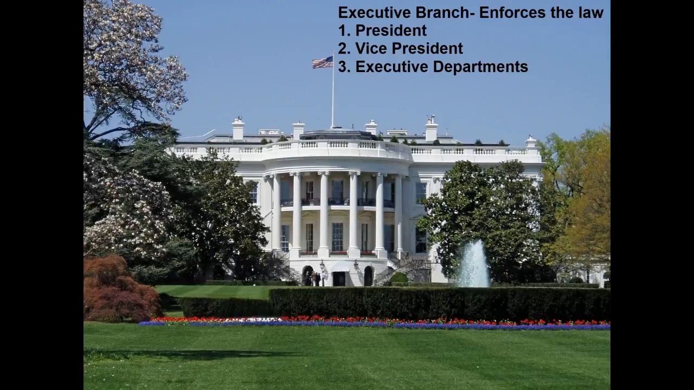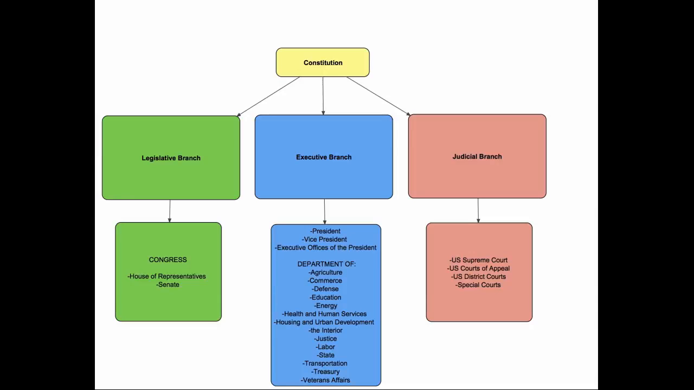And finally, last but certainly not least, we have the judicial branch of government. The judicial branch of government is quite possibly, I would think, one of the most important, yet probably the most overlooked branch of government. The judicial branch is in charge of interpreting the laws. And you can see all the subcategories under the judicial branch include some sort of court. Obviously, starting with the Supreme Court, U.S. Courts of Appeal, U.S. District Courts, and Special Courts.